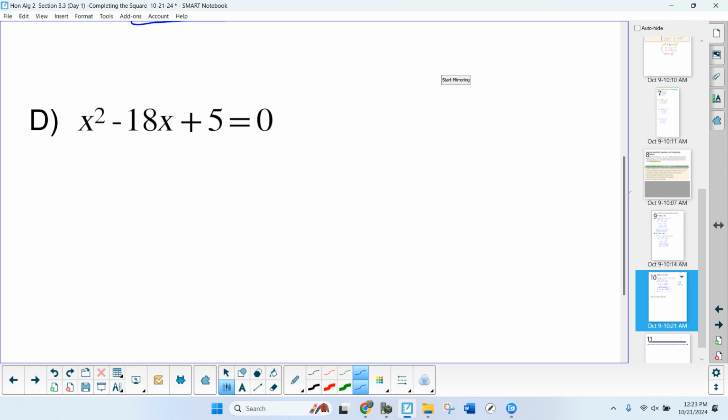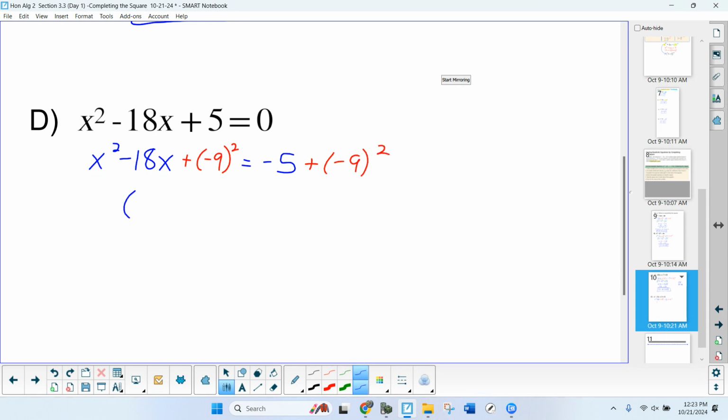All right, Miss Olivia, what'd you do first? Subtracted the 5. And when you subtracted the 5, you got x squared minus 18x equals negative 5. And then you took half of, A is 1, which if you notice today, they're all 1. Tomorrow, we're going to introduce an A that is not 1. Now take half of negative 18, which is what? Negative 9. And you're going to add negative 9 squared to both sides.